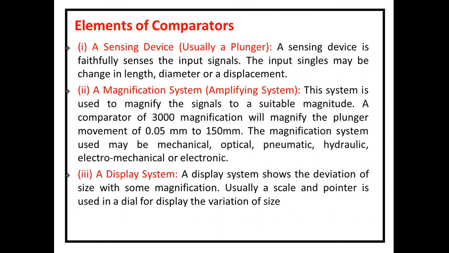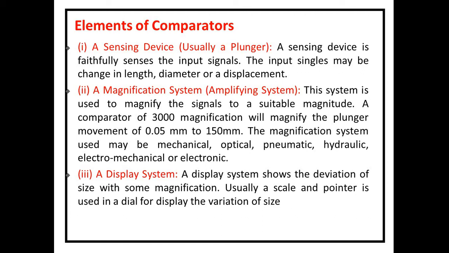This amount of difference cannot be measured with conventional instruments. So what do we have to do? We have to magnify this signal. A comparator of 3000 magnification will magnify the plunger movement of 0.05 mm to 150 mm. See, this is the actual movement at the input signal, and this is the final reading, 150 mm, at the output or readable unit. So this is the advantage of the amplification system.